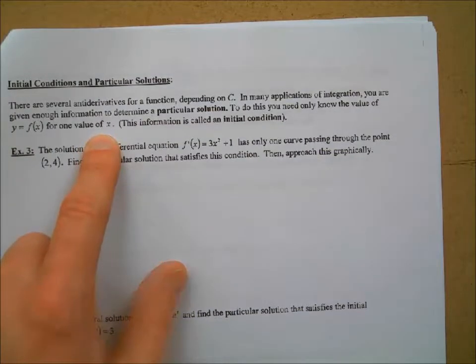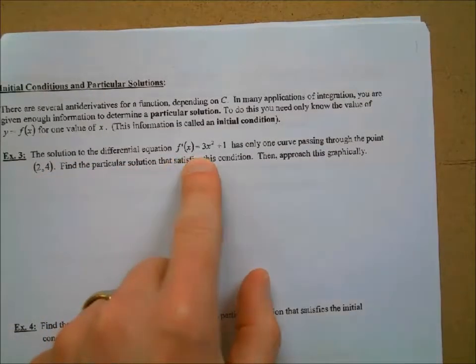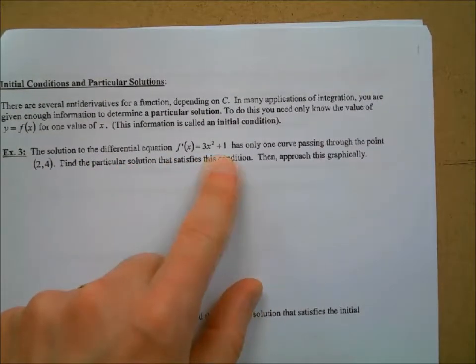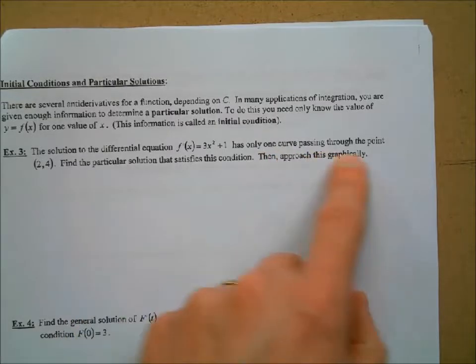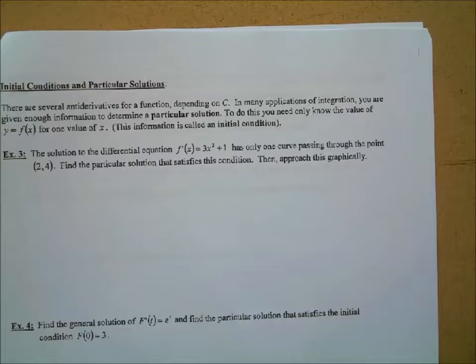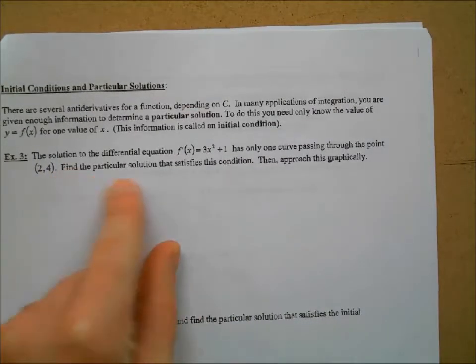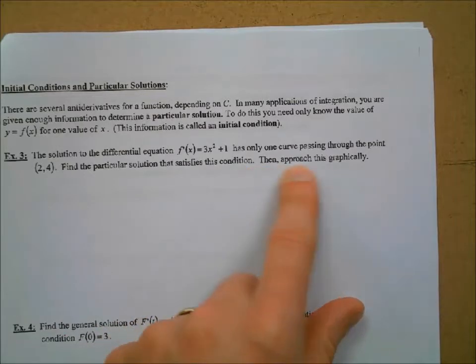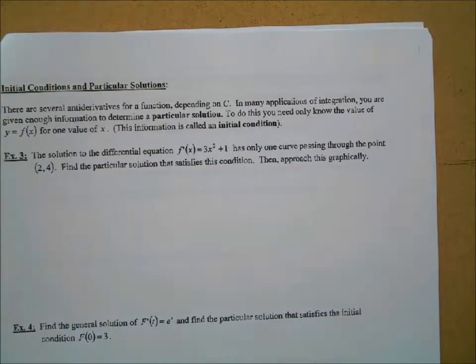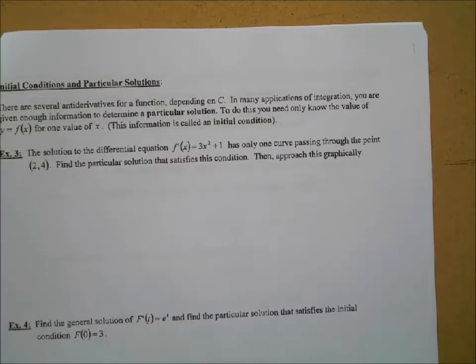This information is called an initial condition. So, the solution to the differential equation f prime of x equals 3x squared plus 1 has only one curve passing through the point (2, 4). So the solution to this differential equation, that is the integral, has one solution that goes through this point (2, 4). Find the particular solution that satisfies this condition, then approach this graphically. We'll hold off on the graph part for right now. We'll just focus on doing it with the analysis.